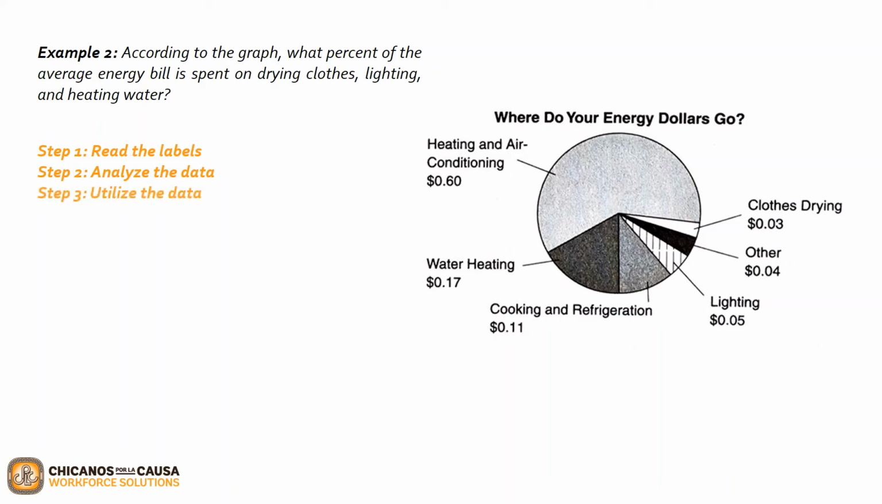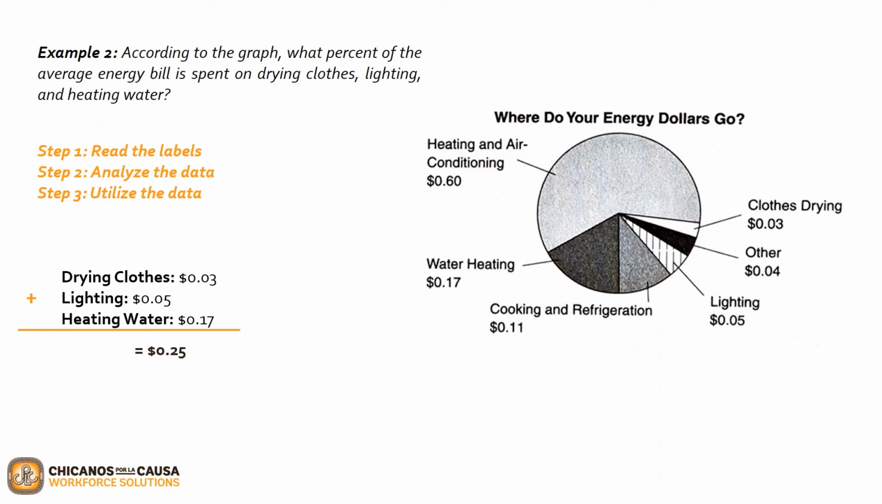Now finally, step 3, we're going to utilize that data. Because it's asking us for the overall percentage, we first need to know how much those 3 sections come to together as a sum. So again, we have drying clothes, lighting, and heating water. If we add those together, that brings us to about 25 cents. Now, this is not the final answer, as it's asking us to find the percentage.